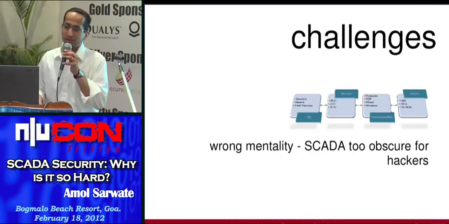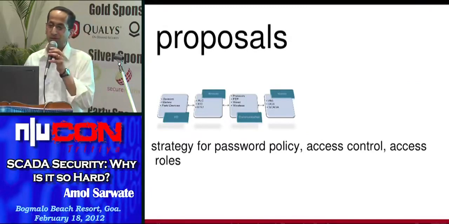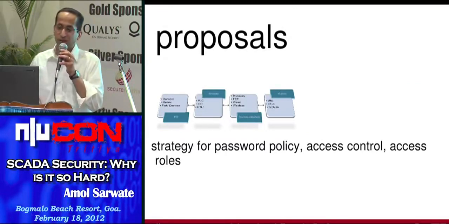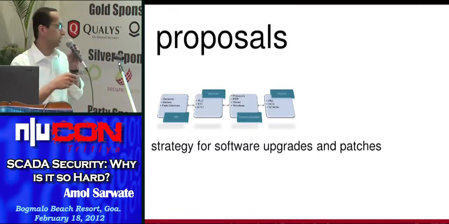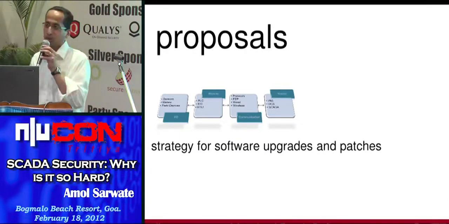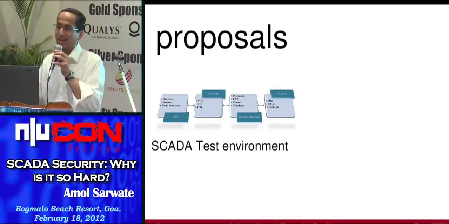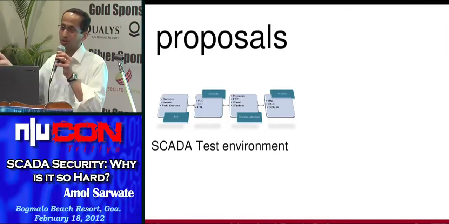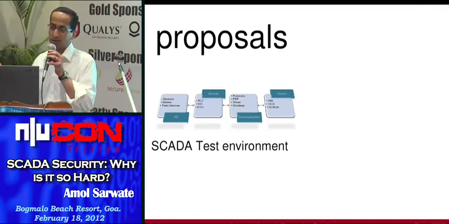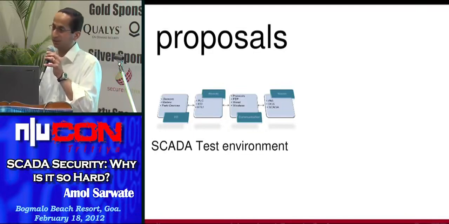Some of the proposals that one could have are a good password policy for access control for roles, a strategy for software upgrades and patches, and, if possible, having SCADA test networks. This is very easy to say, but very difficult to implement because the SCADA test network in an organization would cost almost half of their real SCADA system. So if the crown jewel of your company is a $10 million SCADA system, the test SCADA system would also cost almost half, a $5 million system.